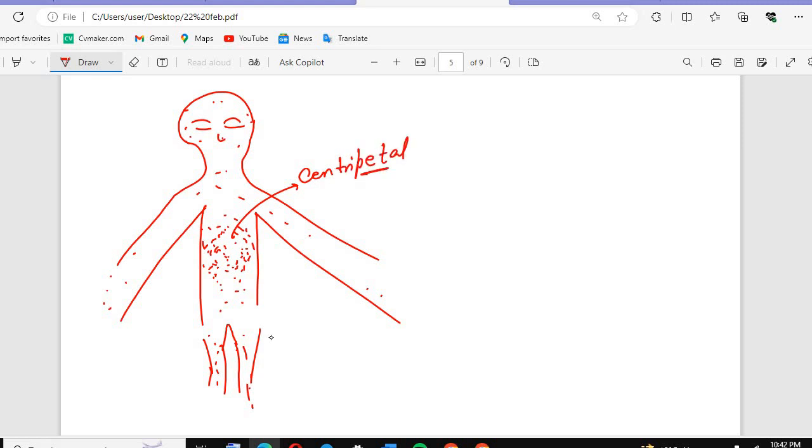So remember, who has the pet? पेट किसका होता है? पेट होता है हमारे CM का. So remember that we have chickenpox and measles. In chickenpox and in measles, what will we be having? We have the centripetal distribution.